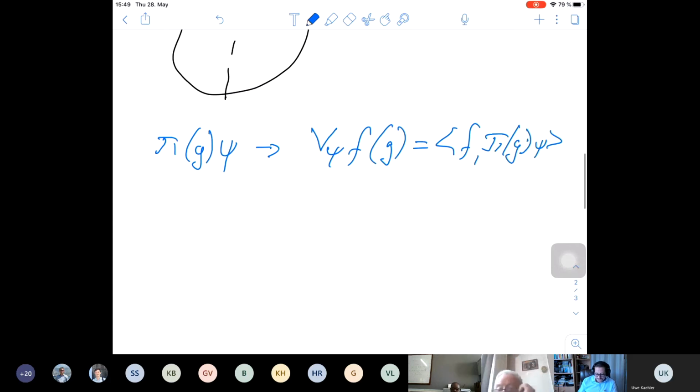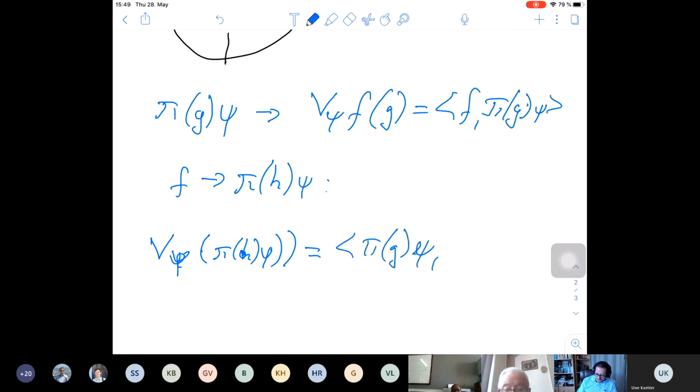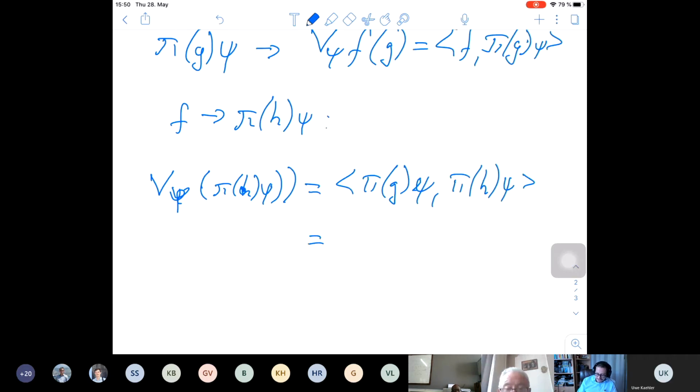In particular, it means that I can also use, instead of f, another representation of my parts. And if I do that, I basically get V psi of pi h of psi. Admissibility basically means that if I plug in psi on both sides, I get it. And this gives me now a function, which I write like this, phi of psi, pi h of psi. And this one I can write as a kernel, which is g and h.